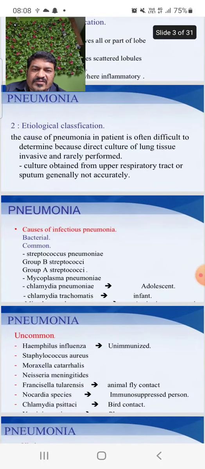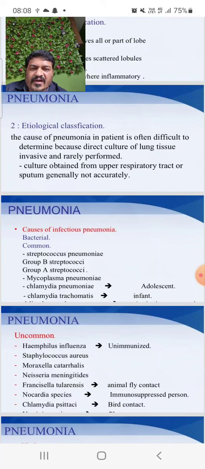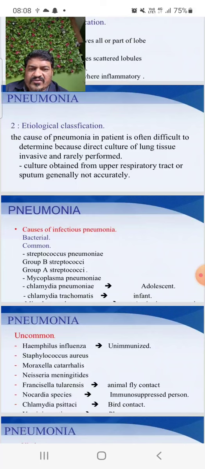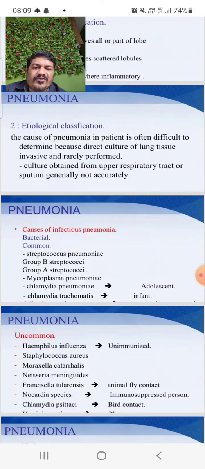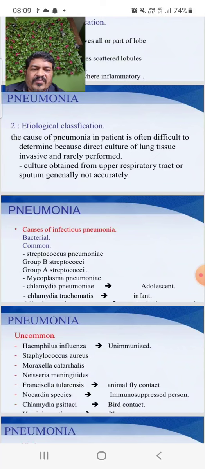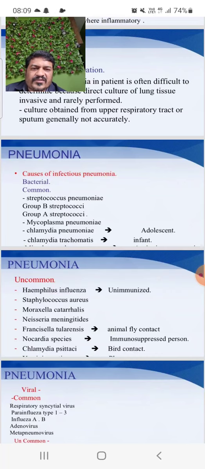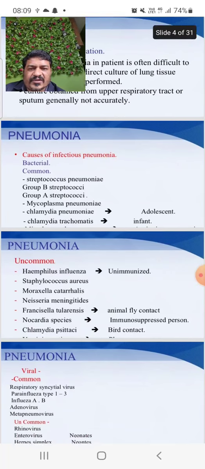So uncommon causes are like uncommon bacteria: Haemophilus influenzae, mainly in the unimmunized person. Staphylococcus aureus, Moraxella catarrhalis, and Neisseria meningitidis. Francisella tularensis, mainly in animal fly contact. Nocardia species, mainly in the immunocompromised persons. Chlamydia psittaci in the bird, mainly in persons in contact with the birds.